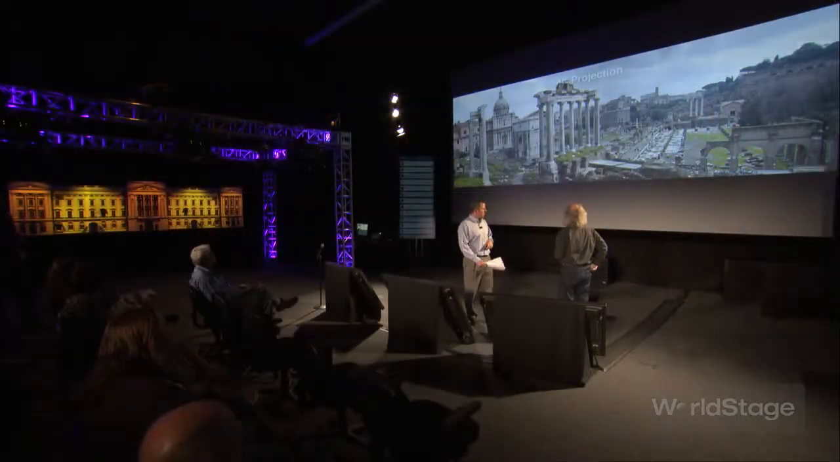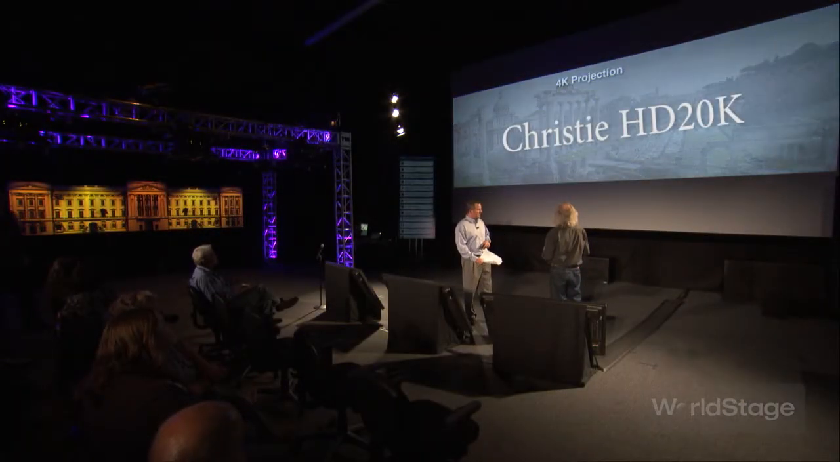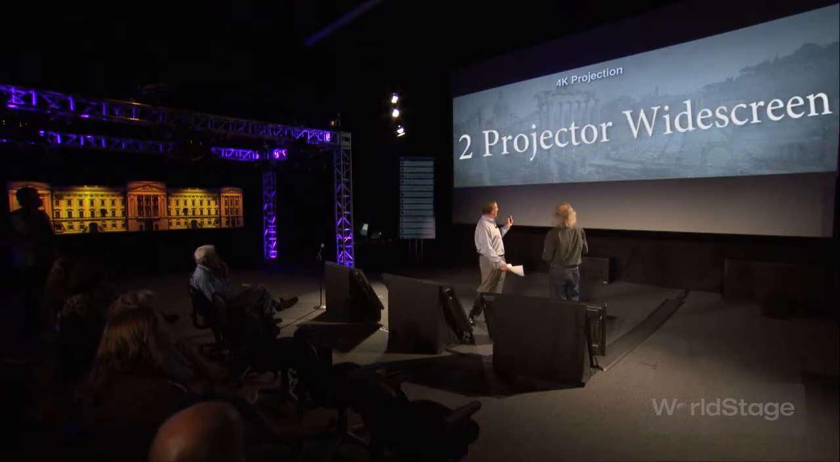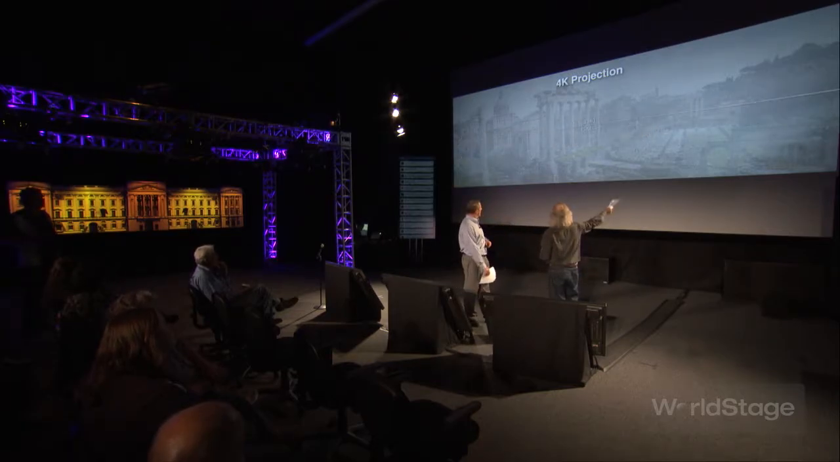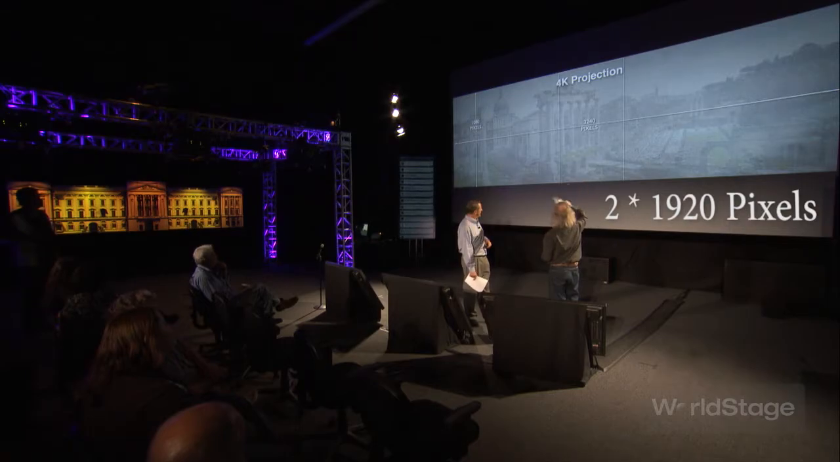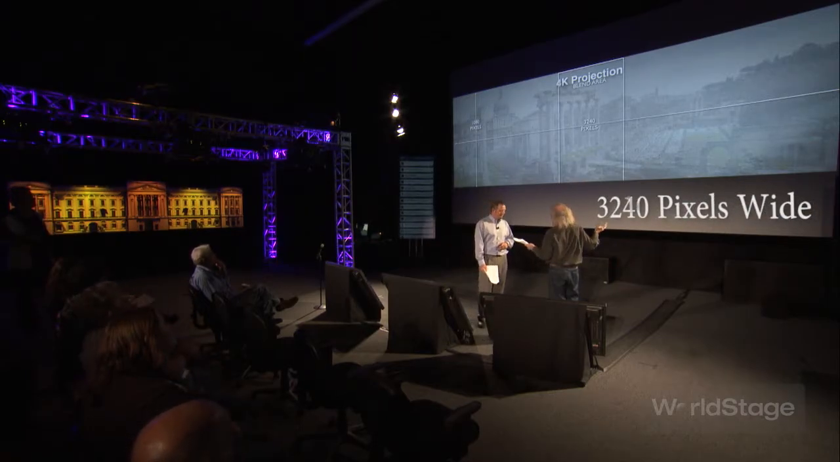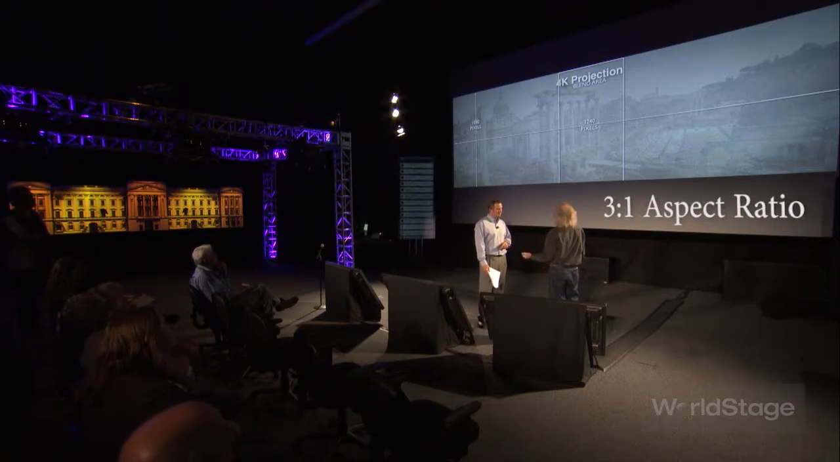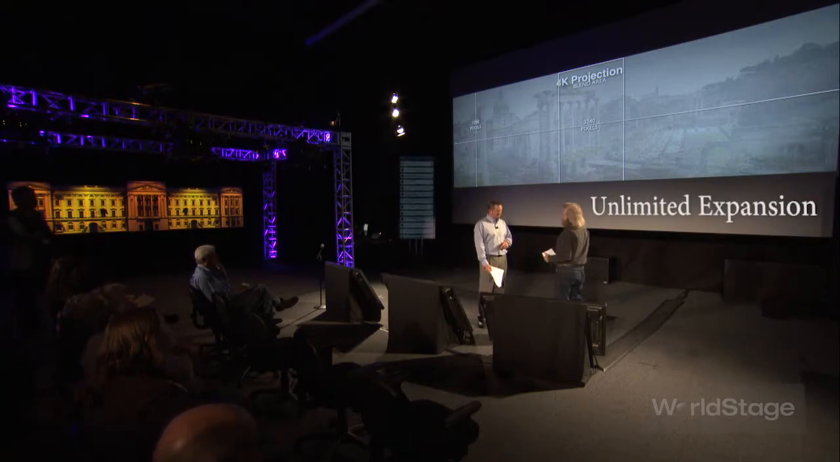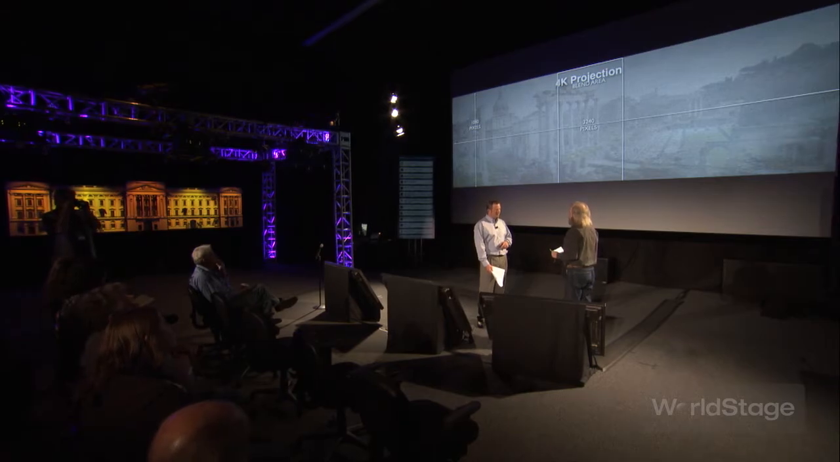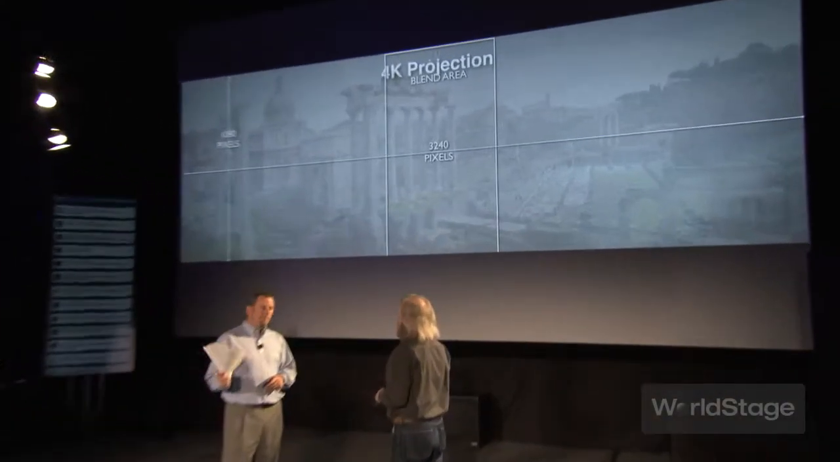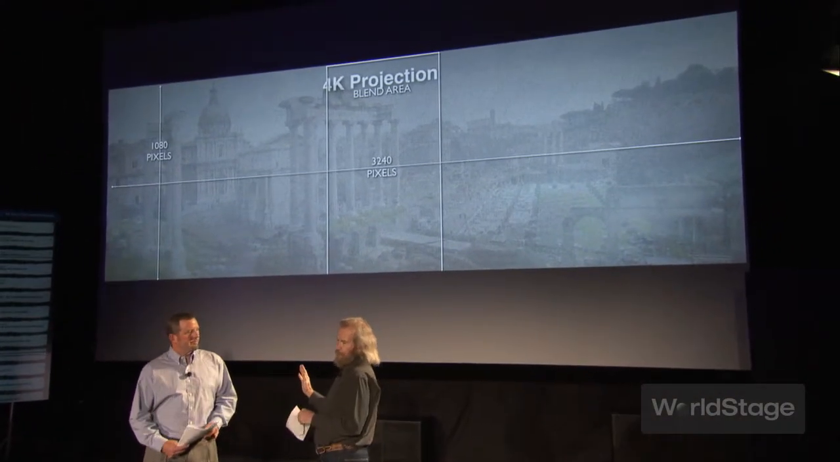Yes, it is. These are the Christie HD 20K J-series projectors. Correct. And they're doing the widescreen. Tell us a little bit about what it is. This is 2 1920 projectors, 3240 pixels blended together to give us a 3-to-1 aspect ratio. We can go 3-to-1, 6-to-1, 12-to-1, whatever the venue needs to make everyone in the room get the same experience.